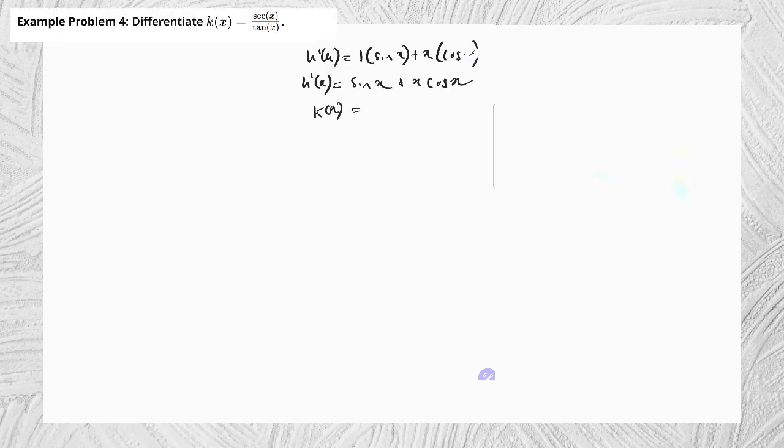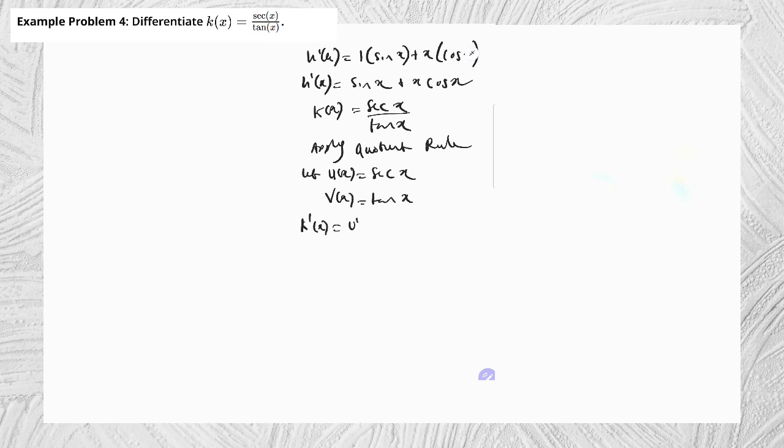Now, for this question, we are told to differentiate q of x is equal to sec x divided by tan x. This is a quotient of two functions, so we apply the quotient rule. So let u of x equal sec x and v of x equal tan x. When you differentiate q of x, you get u of x differentiated times v of x minus u of x times v of x differentiated, divided by v of x squared. So when you differentiate u of x, you get sec x tan x, and when you differentiate v of x, you get sec square x.